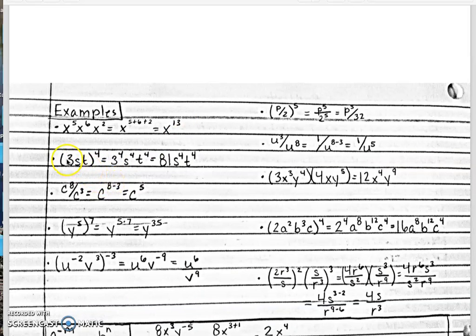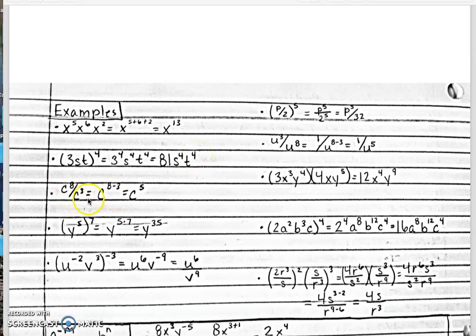This next one, I have 3 times s times t, all to the power of 4. So that just means I'm taking each of these individually to the power of 4 and putting the answers together. So this becomes 3 to the power of 4 times s to the power of 4 times t to the power of 4. If I don't know what the variable is, I can't really simplify it at all, but I could simplify the 3 to the 4th power, which is 81. So my final answer is 81 s to the 4th t to the 4th.